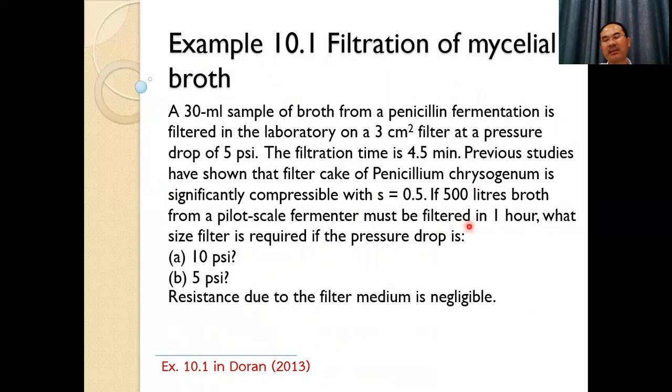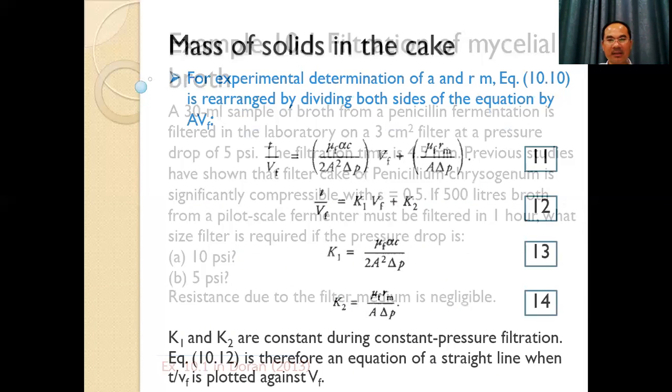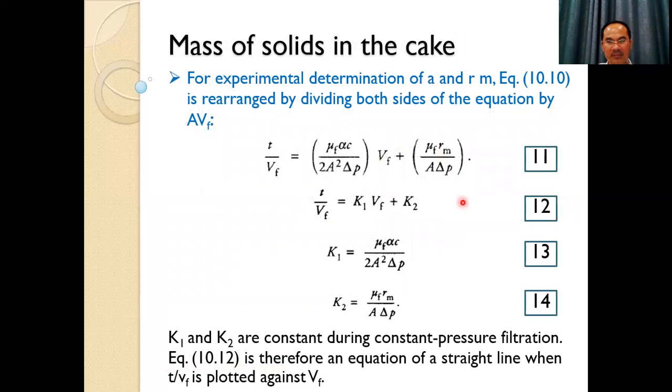And now if we consider 500 liters of broth from a pilot scale fermentation, we use a filter in 1 hour. The question is, what size filter is required if the pressure drop is 10 psi and 5 psi? For this example, we neglect the medium resistance or Rm. That means we cancel this term. We cancel this term. Okay.